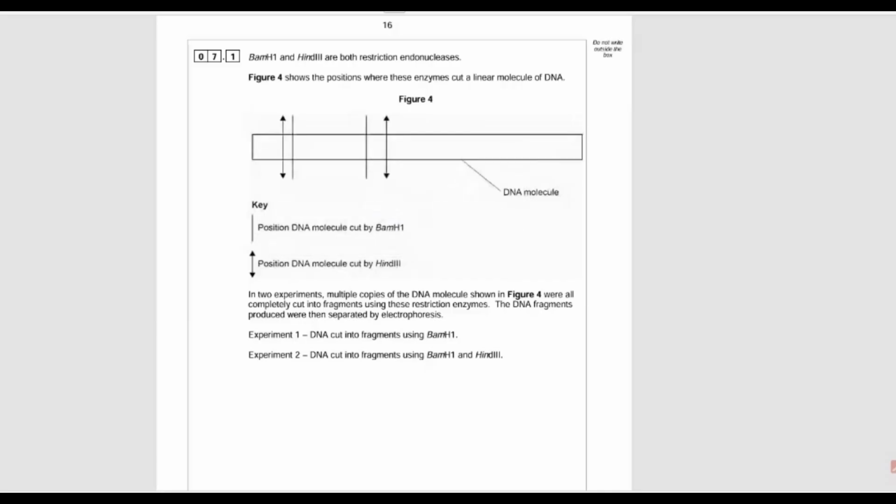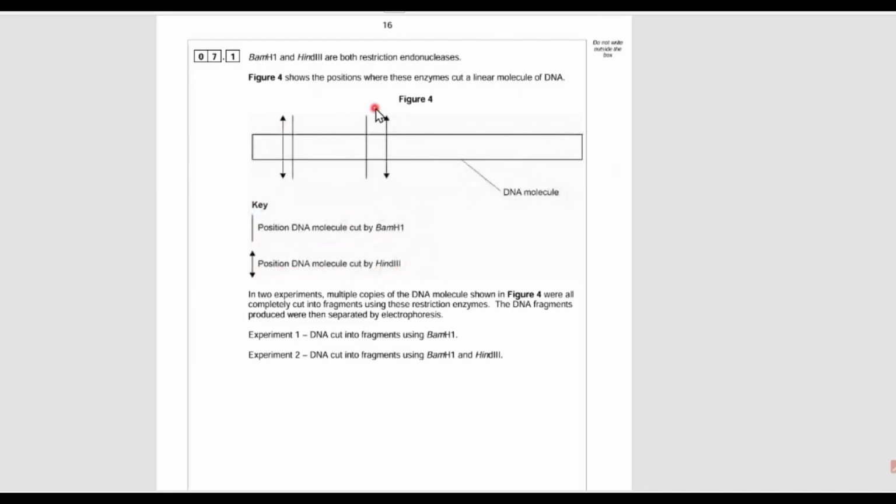Let's go. Welcome to Let's Get to the Marks, going through an A-level biology biotech question on genetic engineering. Let's get into it. 7.1 BamHI and HindIII are both restriction endonucleases. Figure 4 shows the positions where these enzymes cut a linear, meaning a straight chain, molecule of DNA. We've got the DNA molecule cut by BamHI shown by a line, so just a straight line. So you can see it's cut into 3 pieces, that DNA molecule, if you just had those lines on that rectangle. Now, the arrows show the position of the DNA molecule cut by the HindIII restriction endonuclease.